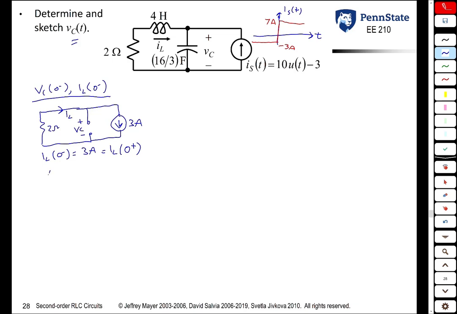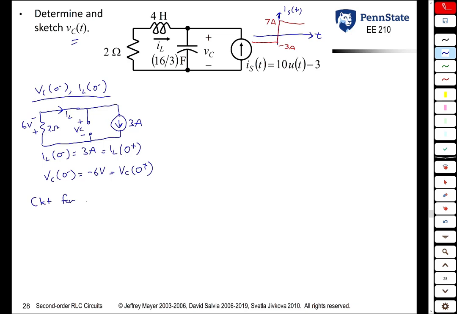The voltage across the capacitor at 0 minus, from Ohm's law, we see that the 3 amps goes through a 2 ohm resistor, so we have 6 volts across it with the plus on the bottom and the minus on the top, 6 volts. So we see that Vc(0 minus) is negative 6 volts, which is also Vc(0 plus). The next step is to redraw the circuit after the change in the circuit.